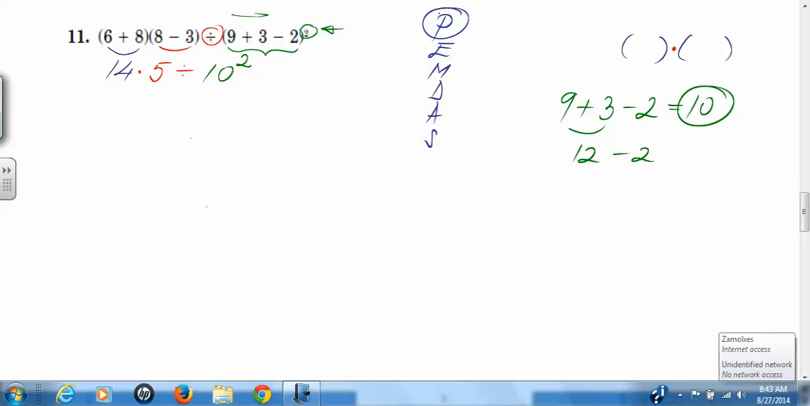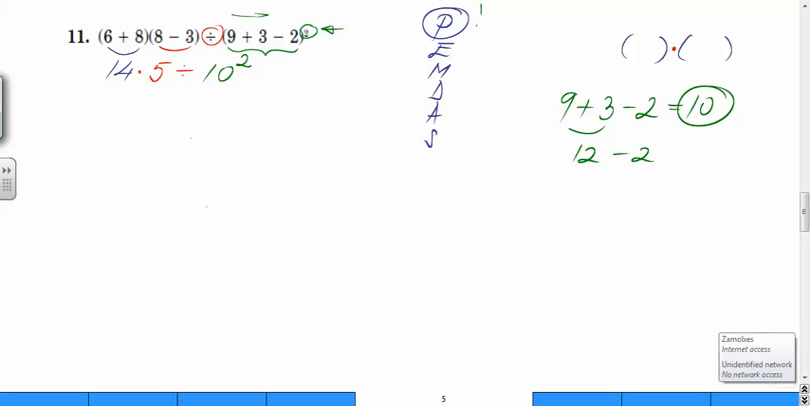Done with the parentheses. Moving down my PEMDAS, my order of operations. Do I have exponents? Yes, I have. I have a 10 squared. 10 squared is actually 100.